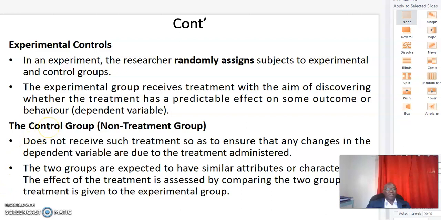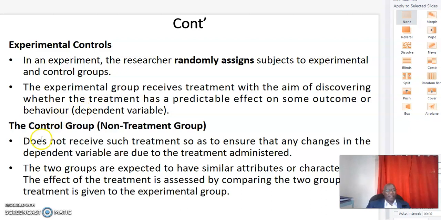In an experimental research study, we also talk about experimental controls and the non-treatment group. So what are experimental controls? In an experiment, the researcher randomly assigns subjects to experimental and control groups. The experimental group receives treatment with the aim of discovering whether the treatment has a predictable effect on some outcome or behavior. That is the dependent variable.